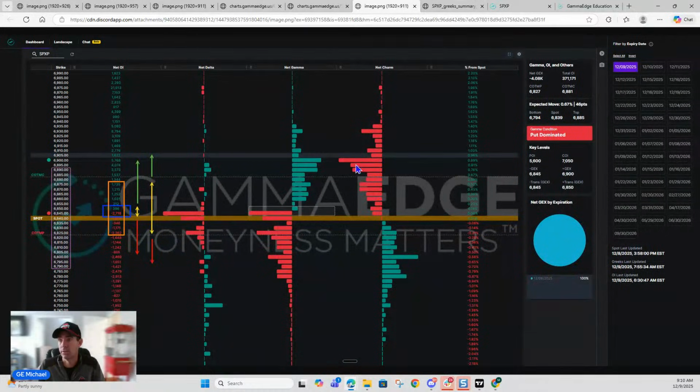You see where the charm really starts to come in. As I said, 6,900, but really all the way up here, we have some headwinds, not significant at the 6,900, but those will be headwinds if we're below those key levels. And you see the gamma there also.